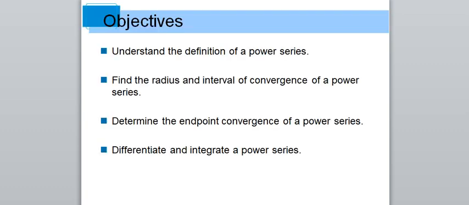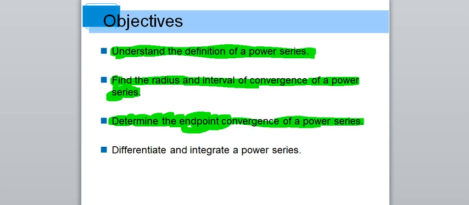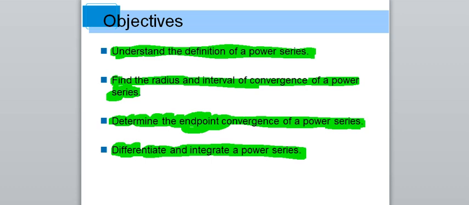So let's go on to the objectives. The first objective of today's video is understanding the definition of a power series. Then we will be finding the radius and the interval of convergence of power series. Then we will determine the endpoint convergence of a power series. And the last one, we will differentiate and integrate power series. We may not be able to cover all of these in one video, but we will definitely cover it part by part. So let us start with the first one, power series.